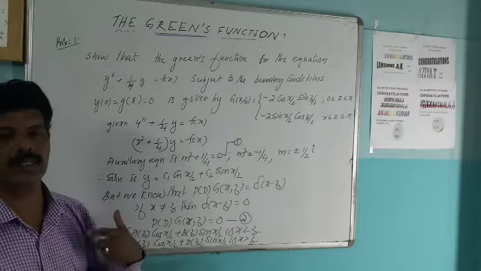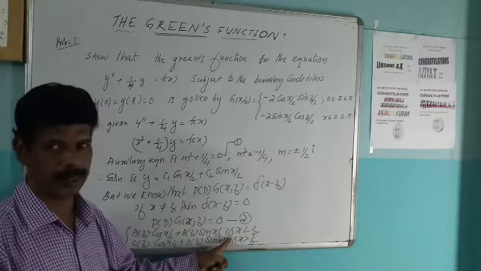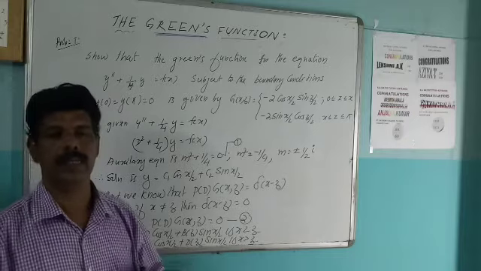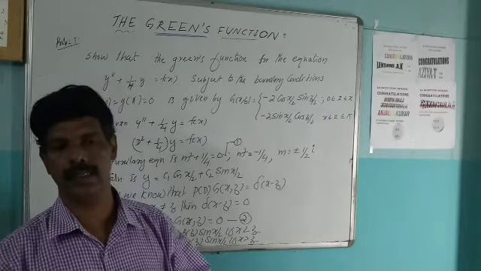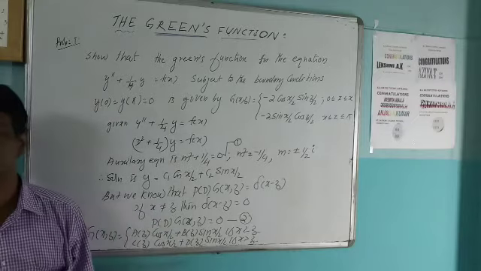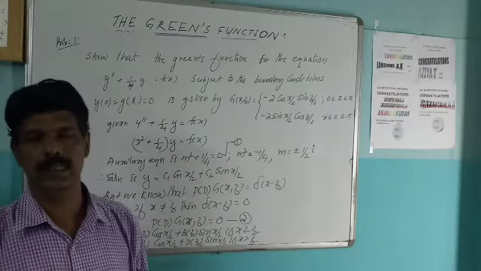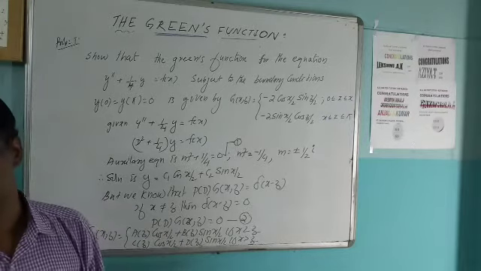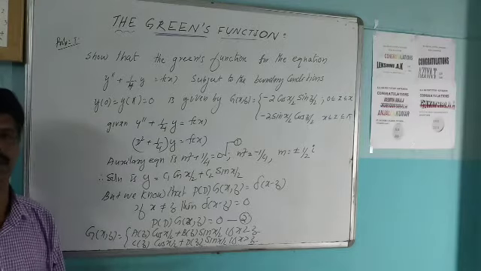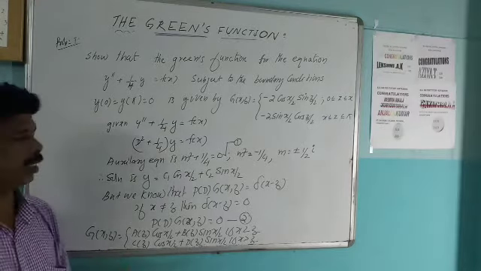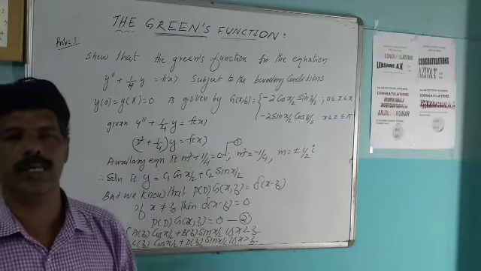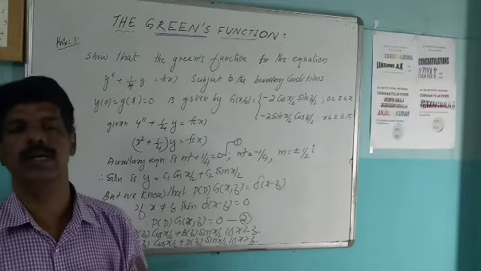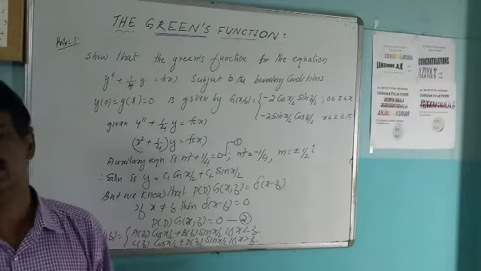First we have to apply the first boundary condition in x < z, and next we have to apply the second boundary condition in x > z. And if the function is continuous at x = z, that means the limit as x tends to z plus of g(x, z) equals the limit as x tends to z minus of g(x, z), and also the partial derivative of g(x, z) as x tends to z plus minus the partial derivative of g(x, z) as x tends to z minus equals 1 by a(z).